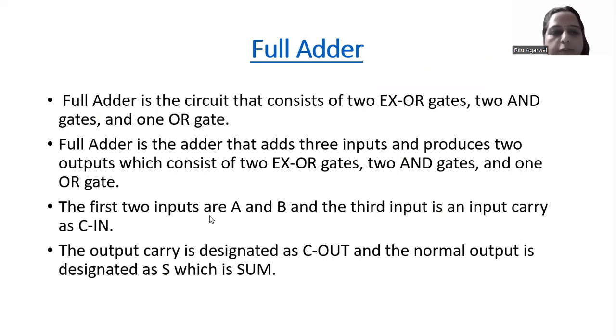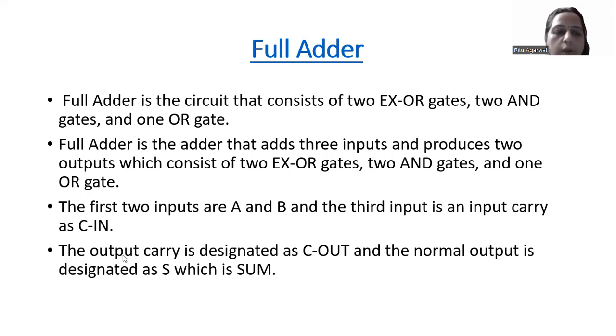Here we have the first two inputs as A and B, and the third input is considered as an input carry, C in. In the previous case, in half adder, we were not having this third input, and since we were not having a third input, we were calling it half adder. While in the case of full adder, we have the third input, the carry input or C in. So we are calling it full adder.